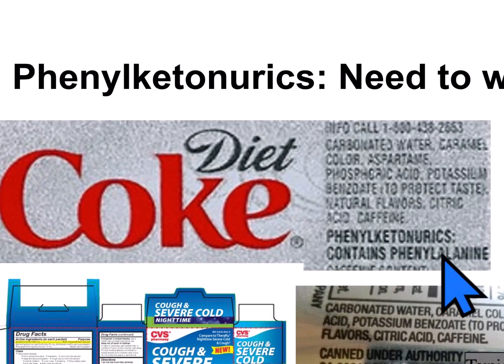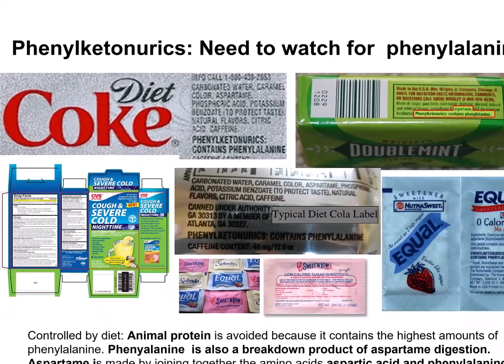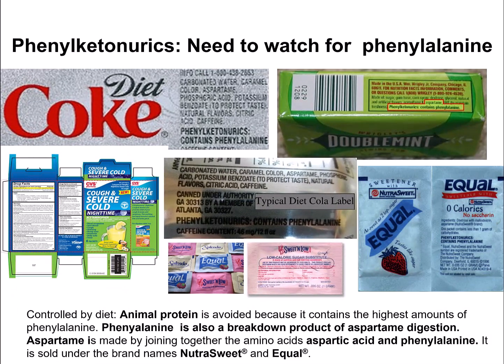It says phenylketonurics: contains phenylalanine. The sweetener in them, aspartame, can be broken down into substances such as phenylalanine and aspartic acid. If you have phenylketonuria, you shouldn't be taking in excess phenylalanine because it'll make lots of phenylketones. So they have to put these warnings on labels in case you happen to be a phenylketonuric. And we'll talk more about this later on.